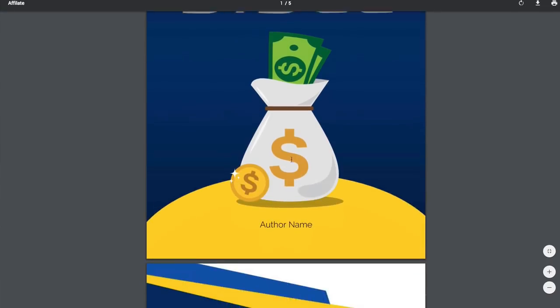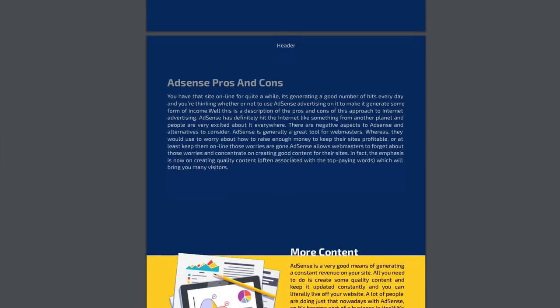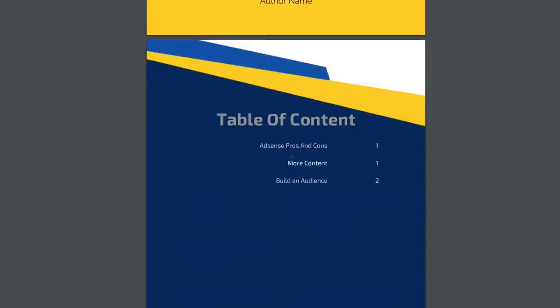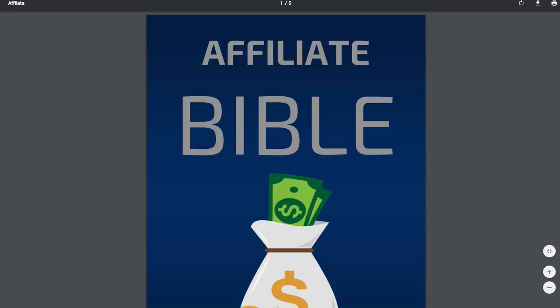All right, great. Here it is. My author name, there's my table of content. There is my complete ebook. Done that quickly. Very simple to use, okay?